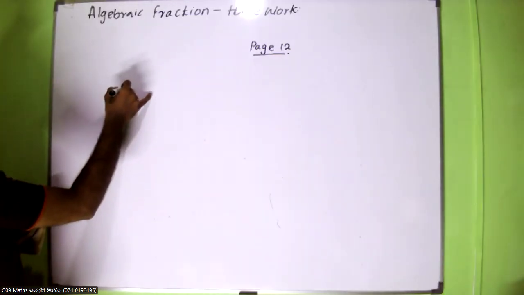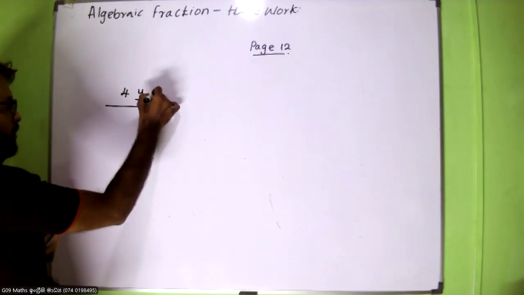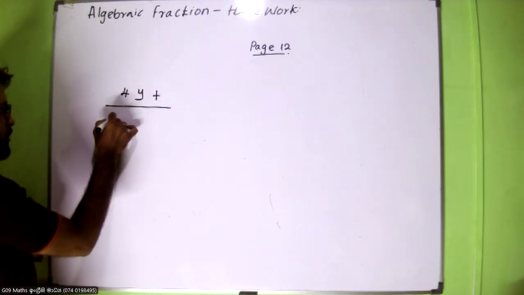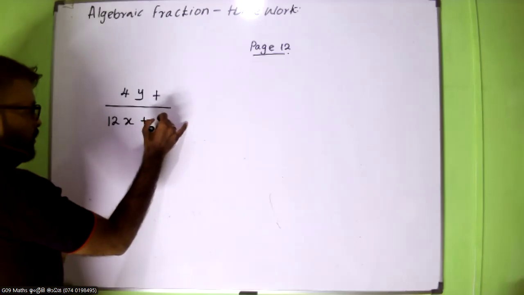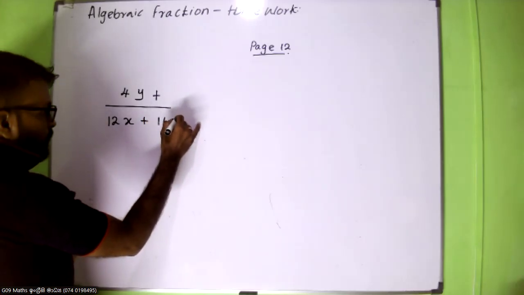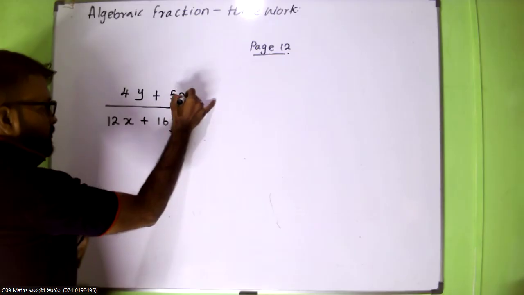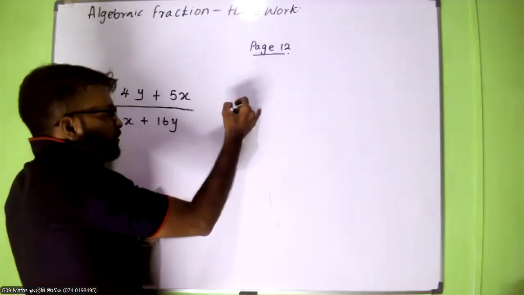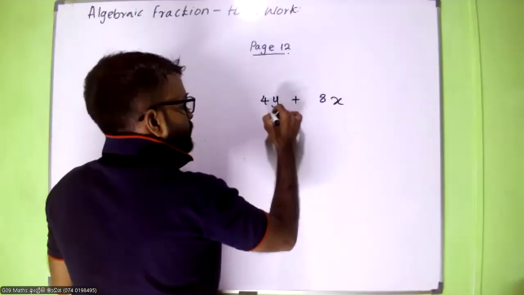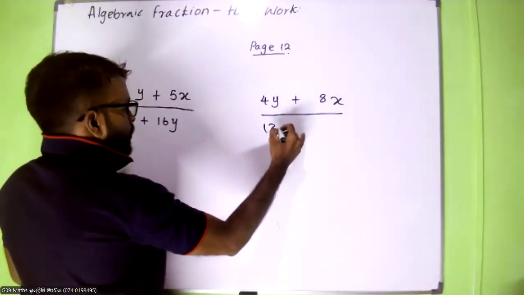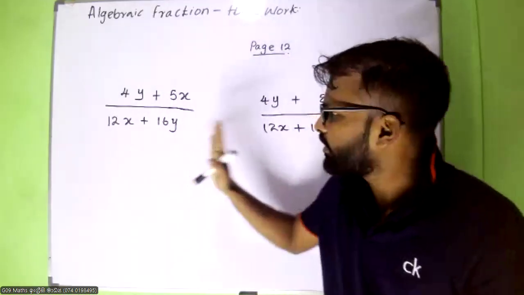So for an example, I will take 4y divided by 12x plus 16y, and here you have 5x. And the same example, another one, 4y plus 8x divided by 12x plus 16y. What is the thing that you need to identify here first?